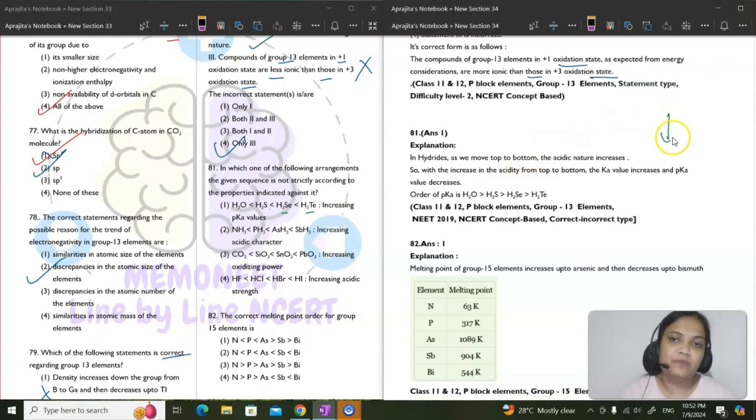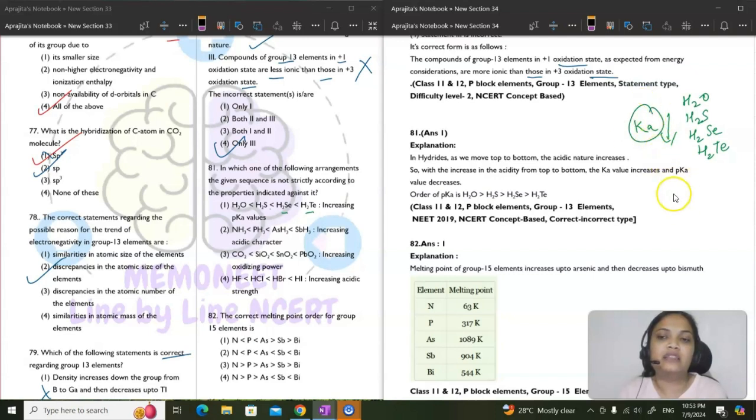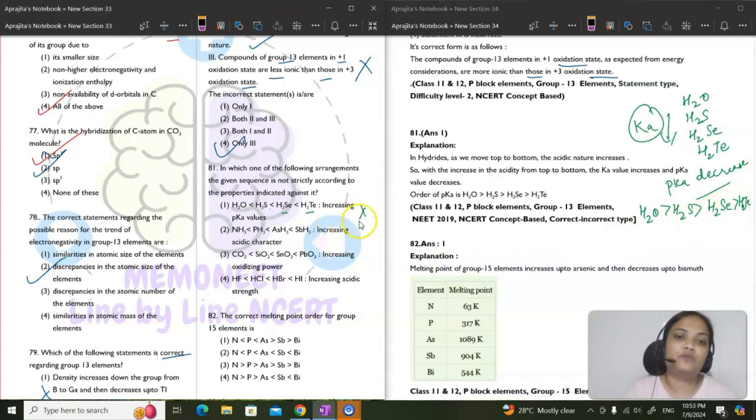So you know, if I am talking about the hydrides, if we are moving from top to bottom, the acidic nature increases. Okay, acidic nature increases. So if the acidity is increasing, the Ka value will also increase and the pKa value will decrease. Of course for acids the pKa values are lower. So it means the order of pKa value is going to be highest for H2O, then H2S, H2Se and H2Te. It means the first one only is wrong.